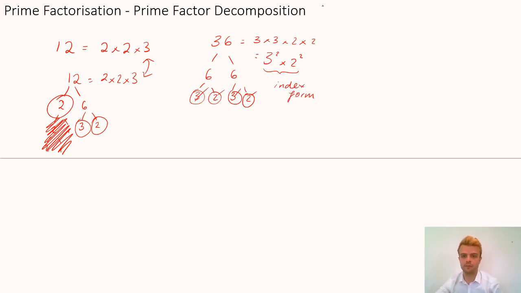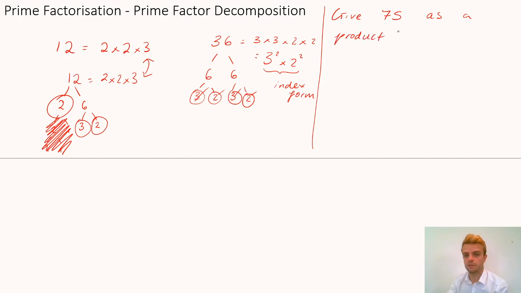So let's see what a question might look like. A question might say, let's pick a new number, 75. Give 75 as a product of prime factors. And now just to make things a little trickier, let's add this extra bit. Give your answer in index form.